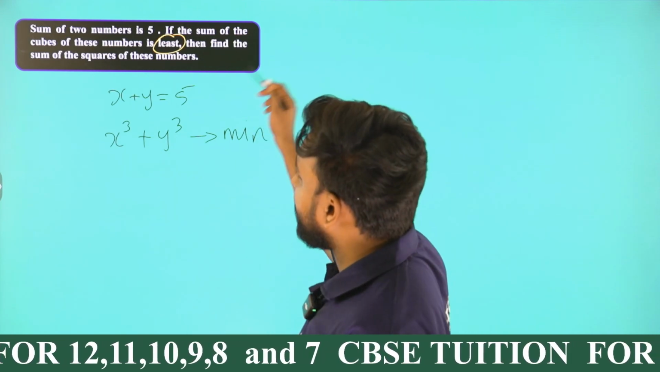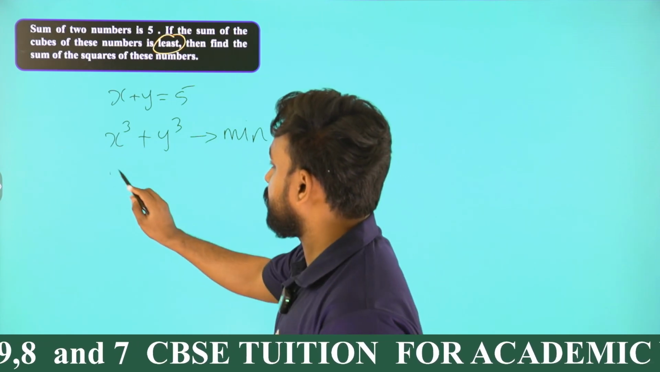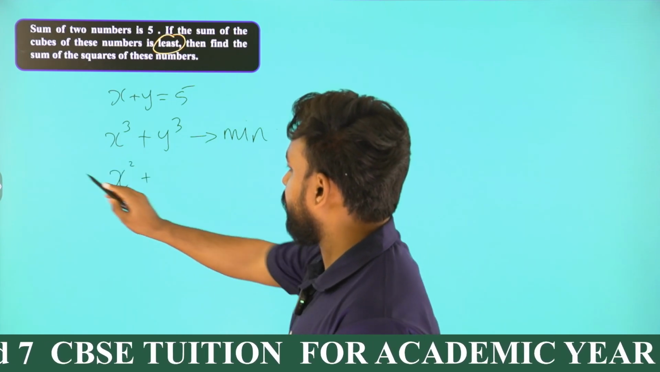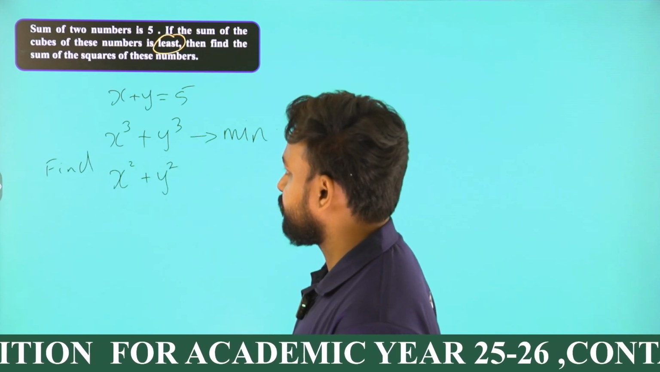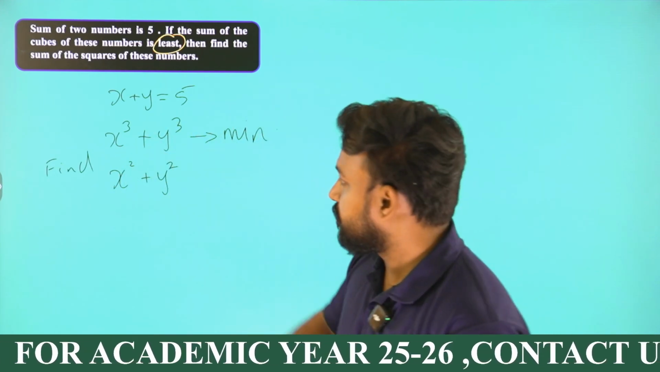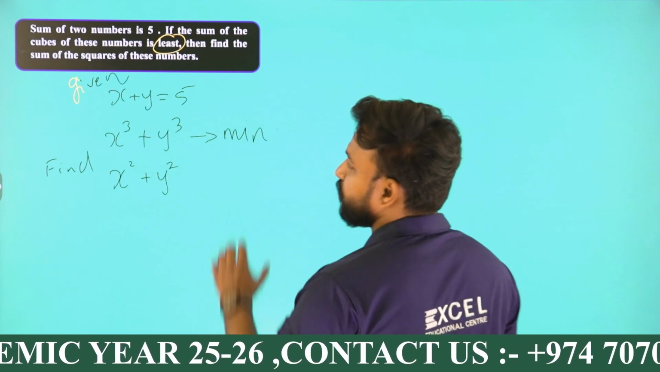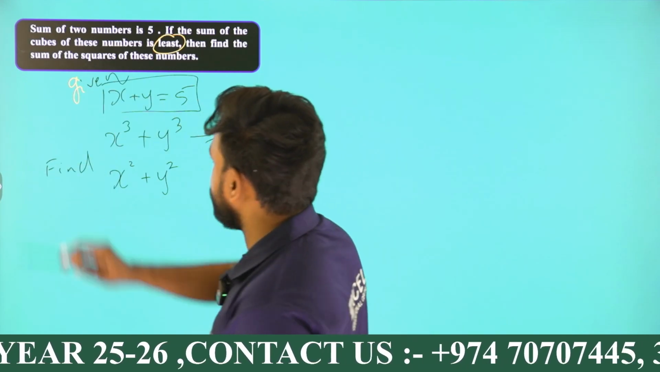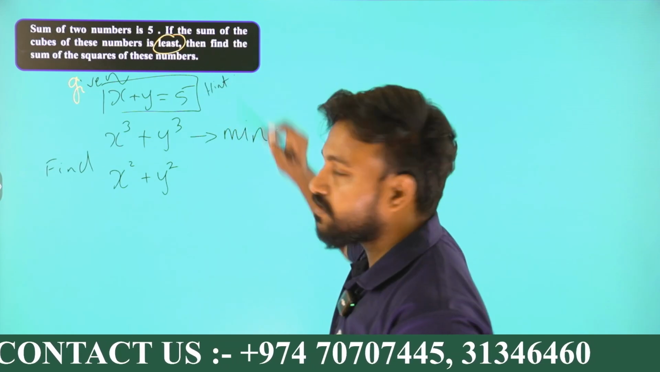Then find the sum of the squares of these numbers. So you need to find what? Find x square plus y square. So this is the question. These are the given things. Given what? x plus y is equal to 5. Why have they given this? This is the hint.